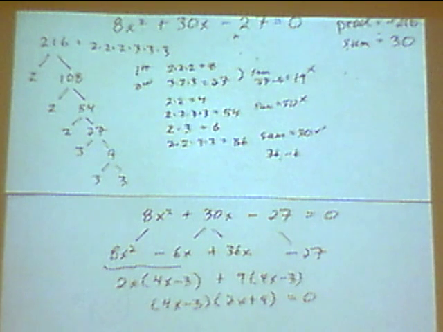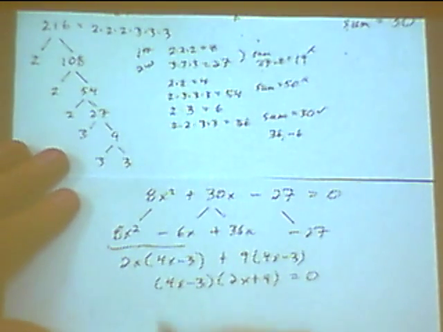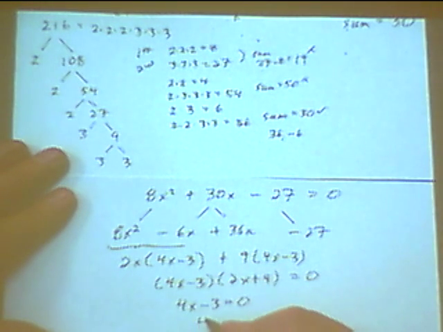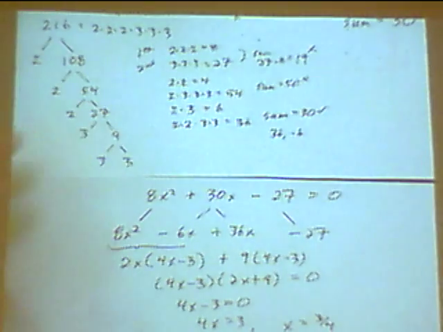So now I simply have to take each parenthesis and figure out what x would have to be for those to be 0. Since it's not obvious by looking at it, I just take the first parenthesis and set it equal to 0 and solve for x. So add 3 to both sides. And then x would be 3/4.